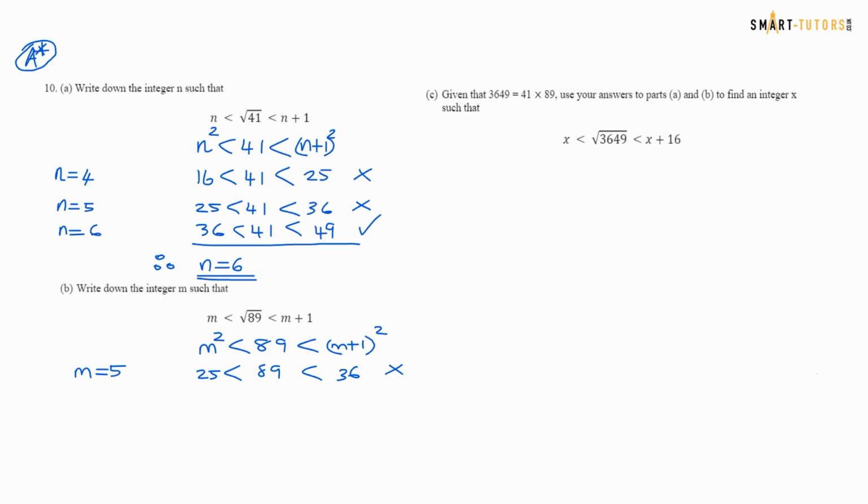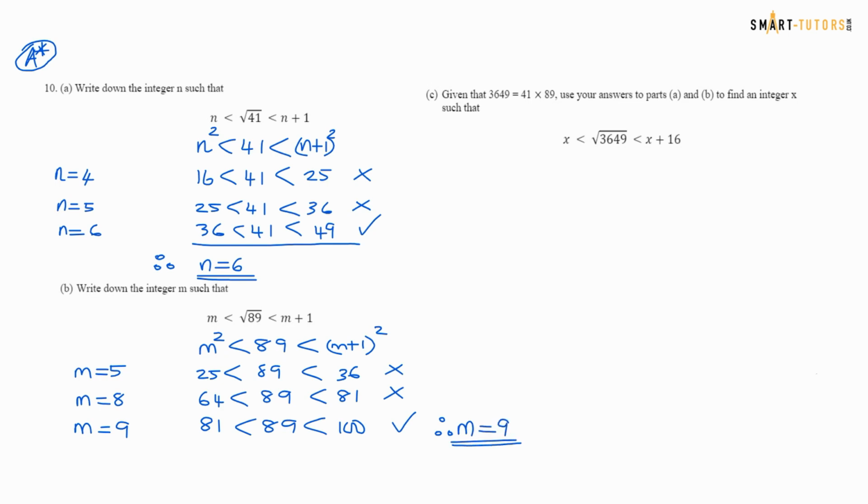No. 8 means 8 plus 1 is 9, 9 times 9. Okay. m equal 8, 8 squared is 64, less than 89, which is true. 8 plus 1 is 9, 9 squared is 81, which is also wrong. So I am confident m equal 9 will help me. 9 squared is 81, less than 89, less than 9 plus 1 is 10 squared is 100, which is correct. Therefore, m equal 9. That is the answer for m.